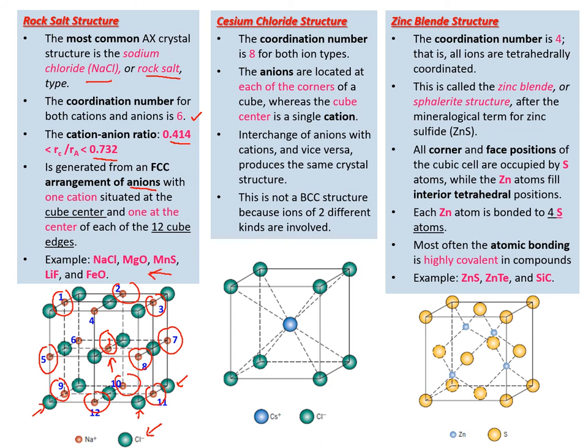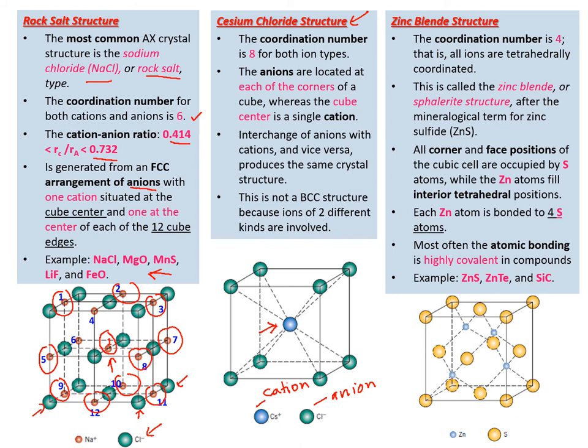The second type of AX crystal structure is what we call the cesium chloride structure. The coordination number is 8 for both ion types. If you look at this cesium atom, it is attached directly to 8 chlorine atoms. The anions are located at each of the corners of the cube. So the anion is this one. And there is one ion at the center, which is the cation. This is the cation.